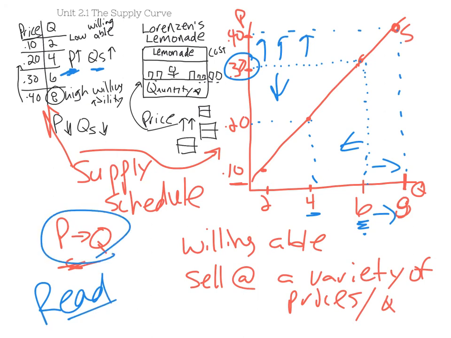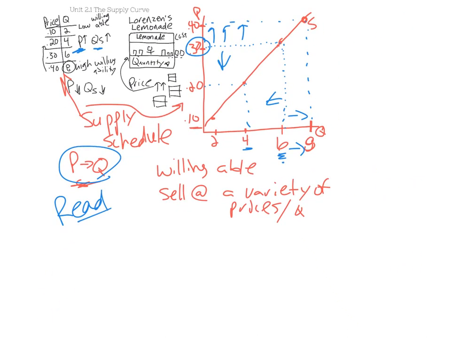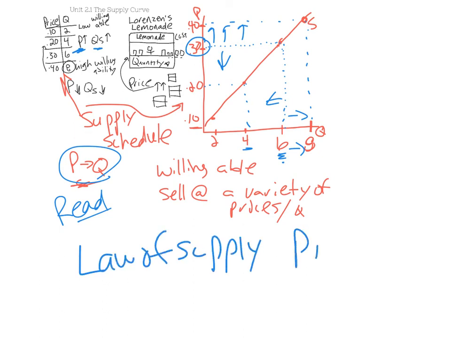And one of the key takeaways from this is the law of supply. Right, so the law of supply simply states when the price goes up, the quantity supplied goes up, and when the price goes down, the quantity supplied goes down.